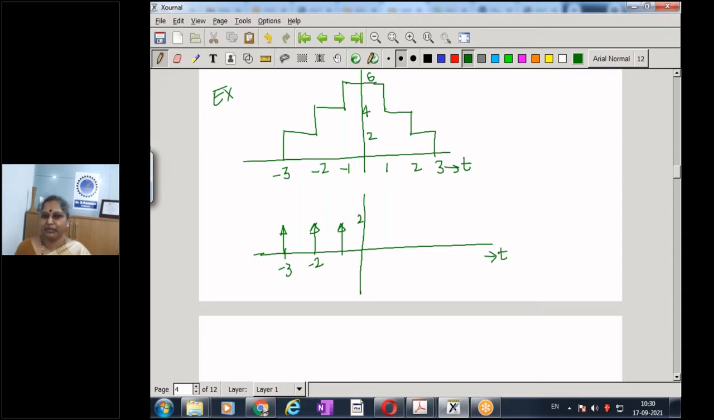Then I am at -1 till I come to +1. There is no change in the signal at all, so the derivative is 0. At 1, there is a fall. I need to jump down by -2. Then from 1 to 2, no change. Then at 2, again I jump down by -2. Then I come to 3, and at 3, again I come down by -2. So this is the derivative of this signal.